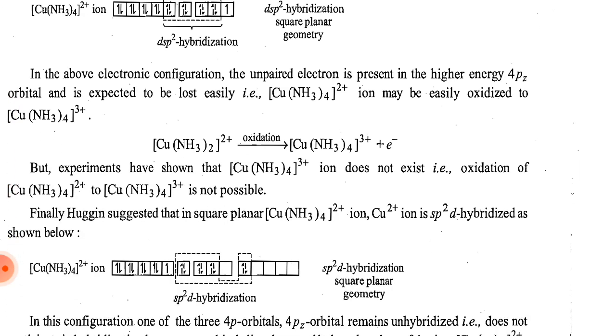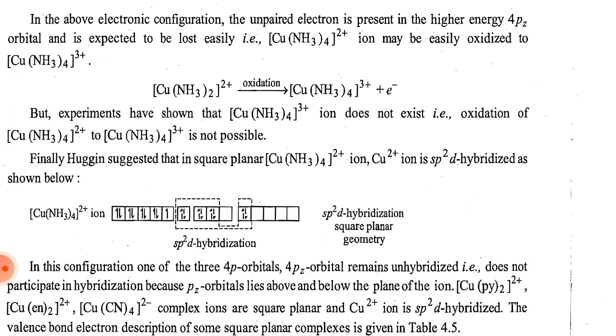In the above electronic configuration, the unpaired electron is present in the higher energy 4pz orbital and is expected to be lost easily, that is, the [Cu(NH3)4]2+ ion may be easily oxidized to [Cu(NH3)4]3+. But experiment has shown that the Cu(III) ion does not exist, that is, oxidation of [Cu(NH3)4]2+ to [Cu(NH3)4]3+ is not possible.